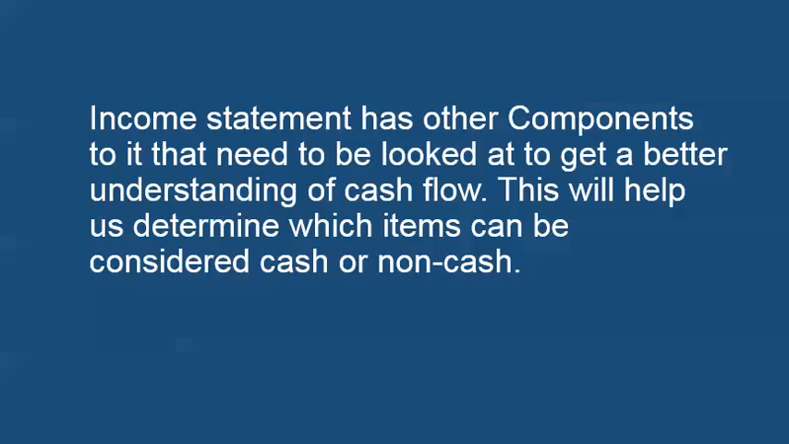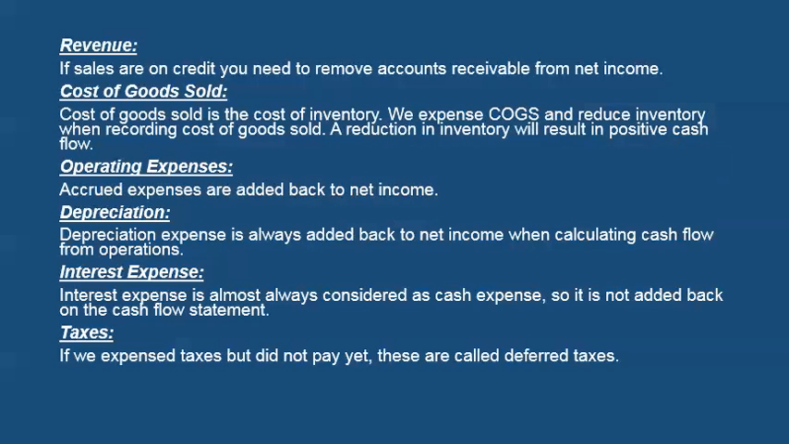The income statement has other components that also need to be looked at to get a better understanding of cash flow. This will help us determine which items can be considered cash or non-cash. Revenue: if sales are on credit, you need to remove accounts receivable from net income. Cost of goods sold is the cost of inventory. We expense COGS and reduce inventory when recording cost of goods sold. A reduction in inventory will result in positive cash flow.